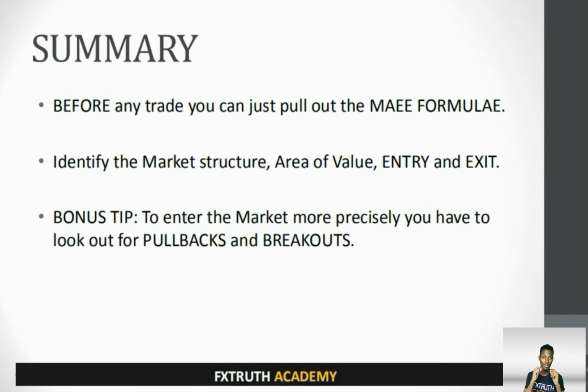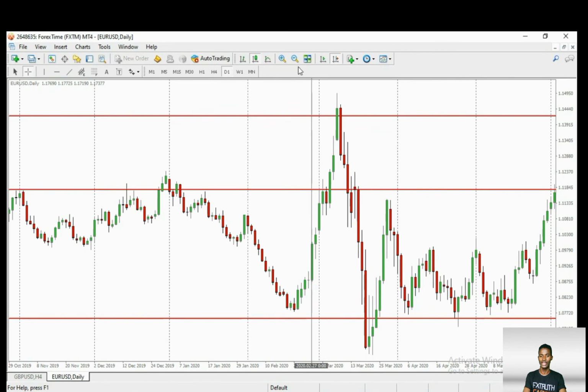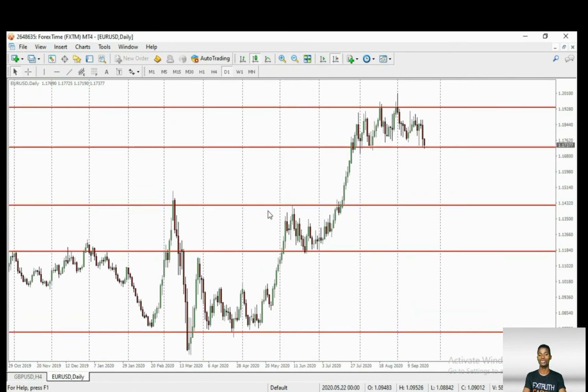Mind you, I promised you a bonus tip on this channel. To enter the market more precisely, you have to look out for pullbacks and breakouts. You have to look for pullbacks and breakouts. I'm going to explain that shortly. I said there are various ways you can enter the market.